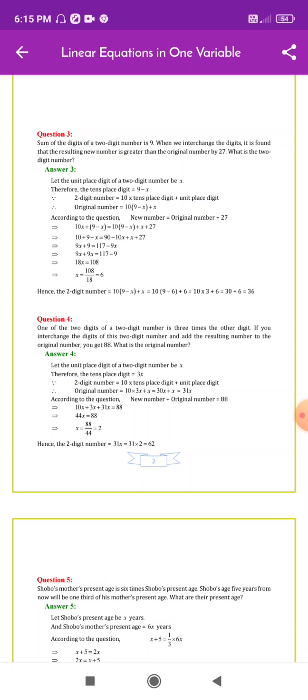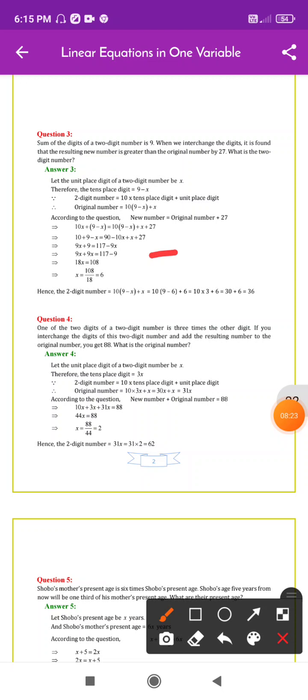Now what we have to do, we just have to find the value of x. So how will you going to do, numbers को एक साथ करना है और x को एक साथ करना है. तो यहाँ पे क्या बचेगा, 9x बचेगा, 9x प्लस 9 बचेगा. फिर यहाँ पे क्या होगा, 117 माइनस 9x. सो 9x को एक साथ करना है और numbers को एक साथ करना है. सो 18x equals to 108. सो x equals to 108 divided by 18.